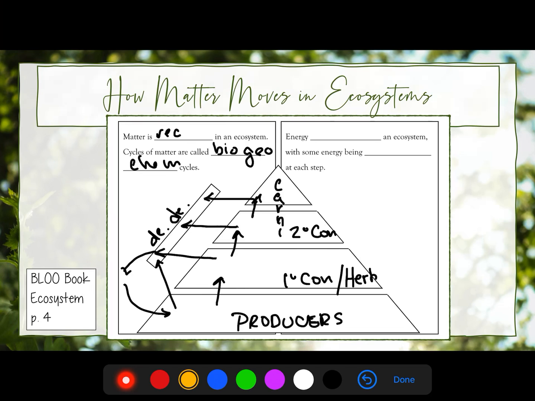If we look at energy, energy from sunlight comes in. The producers are then able to utilize that energy and convert it into organic molecules. That's going to combine with the inorganic sources and move its way up the food chain. And every time a conversion occurs, some energy is lost as heat.